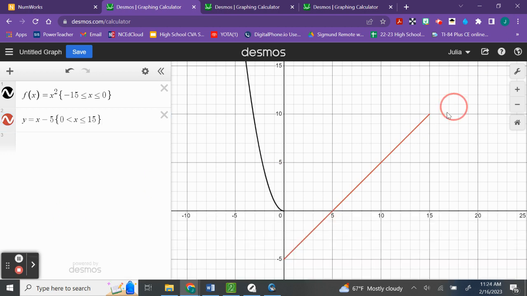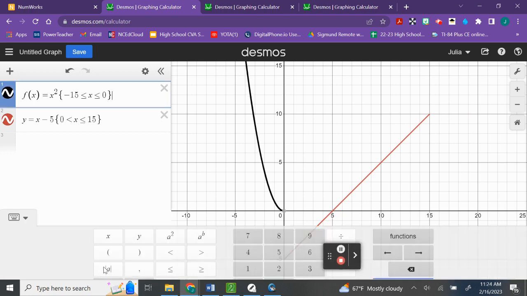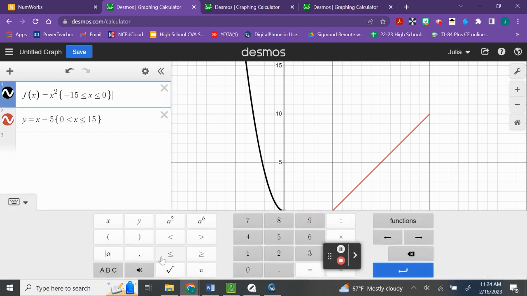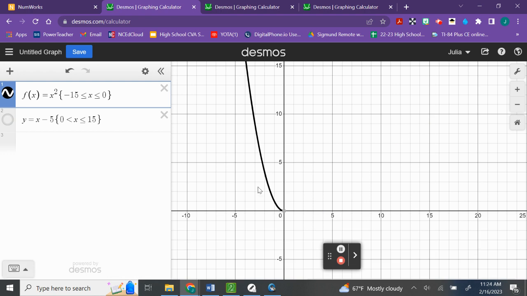Sorry. Less than or equal to, I need to move it. There we go. Less than or equal to, because that's what's on the paper, x less than or equal to 0, and then you close that. And what that does for you is it does graph that x squared function. So just the part of the quadratic that falls from negative 15 to 0.